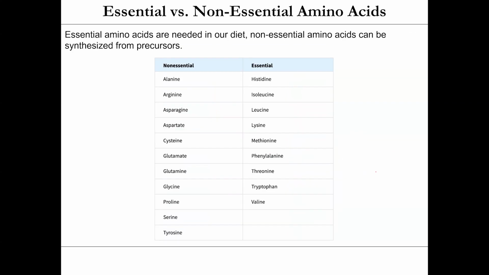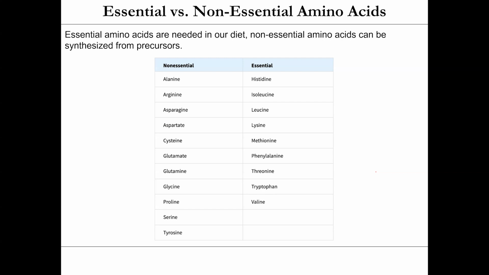And then the last topic I want to talk about is essential versus non-essential amino acids. So essential amino acids are those that are needed in our diet, whereas non-essential amino acids can be synthesized from precursors in our body without us having to ingest them. So here's a table listing non-essential and essential amino acids. So we can use this opportunity to just quickly go through and review each of the amino acids with their 3-letter codes and their 1-letter codes.